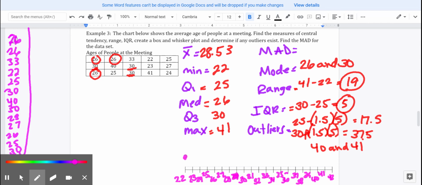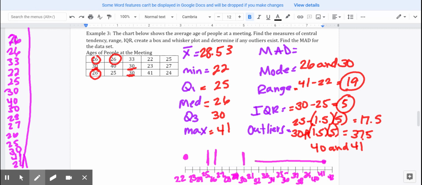My minimum is 22, my Q1 25, median 26, Q3 30, and my maximum 41. You just want to connect everything. Remember, the Q1, median, and Q3 all go in the box. Then the min and max are just connected with a line.